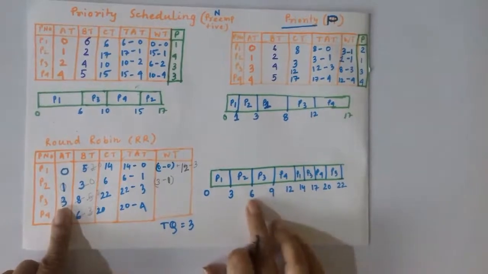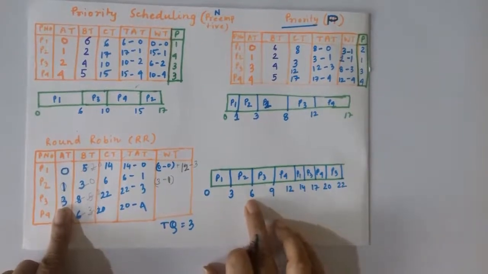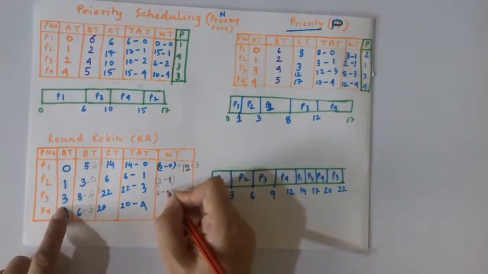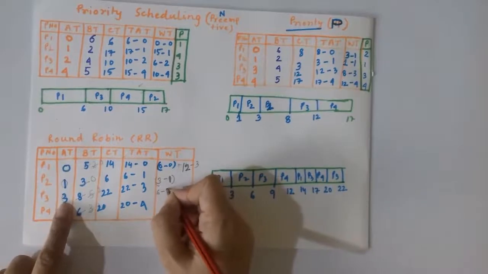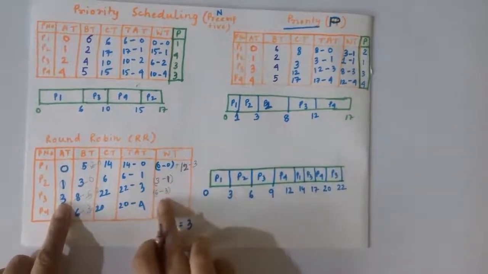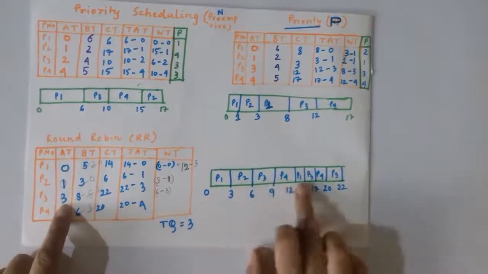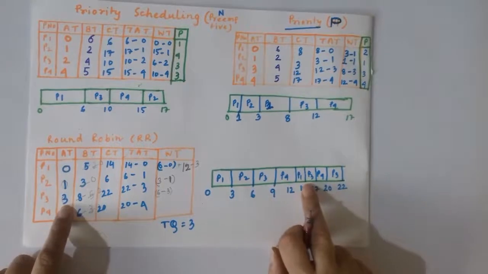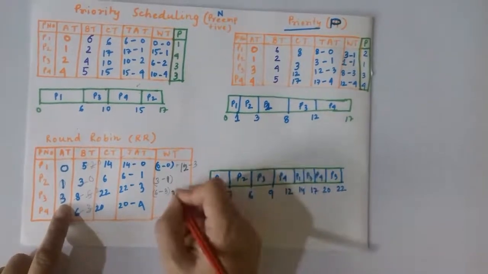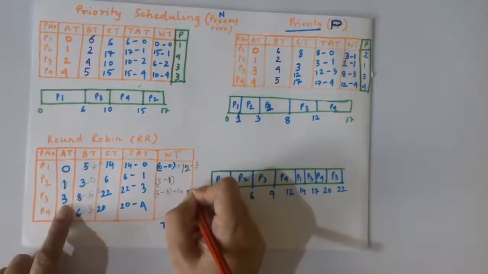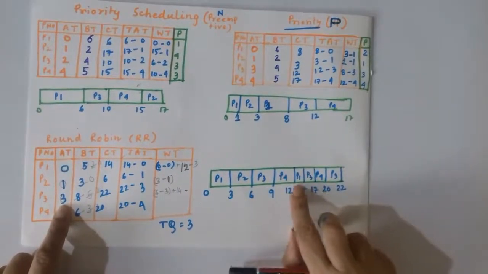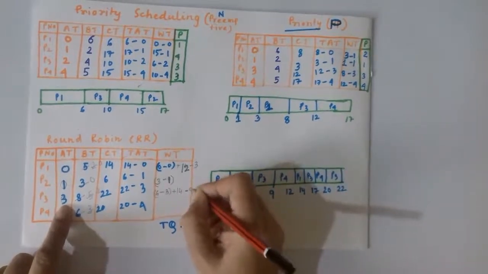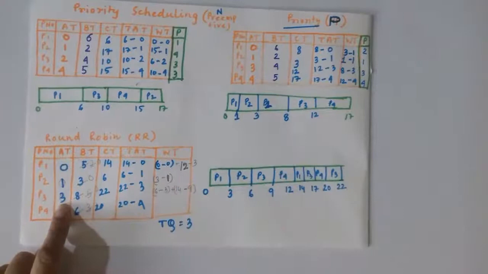For P3, P3 started for the first time at 6. So if there is arrival time 0, it will be 6 minus 0. If there is some arrival time, for the first case this arrival time will be taken. Next time onwards for P3, see P3 is done here. After that, P3 started from 14th. So it should be 14 minus 9, when P3 got executed at 9. So it will be 14 minus 9.